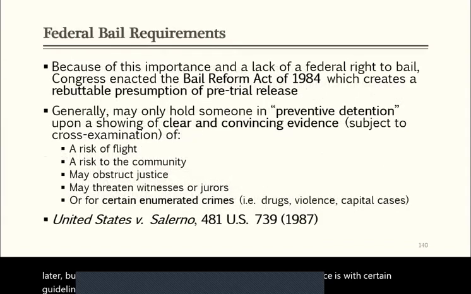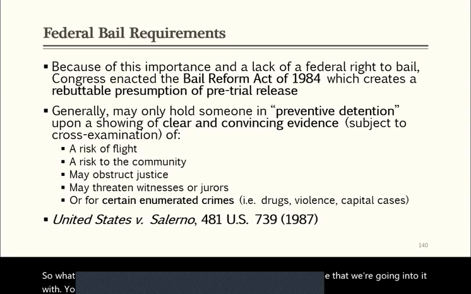Now, we're going to backtrack just a little bit, right? So when we think about the Eighth Amendment, we said that generally speaking, there is no federal constitutional right to bail, right? This is true. But Congress enacted the Bail Reform Act of 1984. And what this does is it creates a rebuttable presumption of pretrial release. So what this means is, yeah, we can set a bail, but we're going to presume that we're going into it with, you can go on your own recognizance or you're going on bail.